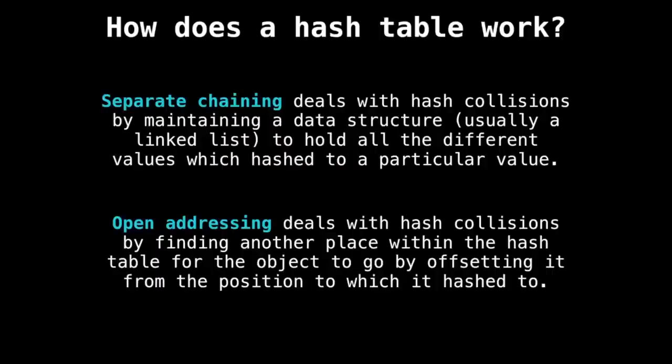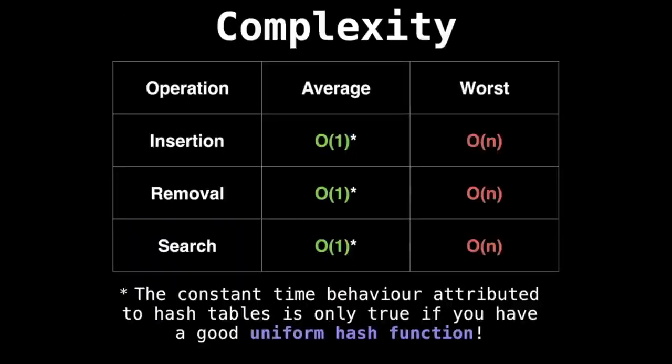The idea behind separate chaining is that we deal with hash collisions by maintaining a data structure, usually a linked list, to hold all the different key value pairs which hash to some particular value. Open addressing is slightly different. It deals with hash collisions by probing and finding another place within the hash table offset from the place where we originally hashed to. So in open addressing, everything is kept inside one big array. In separate chaining, you have multiple auxiliary data structures.